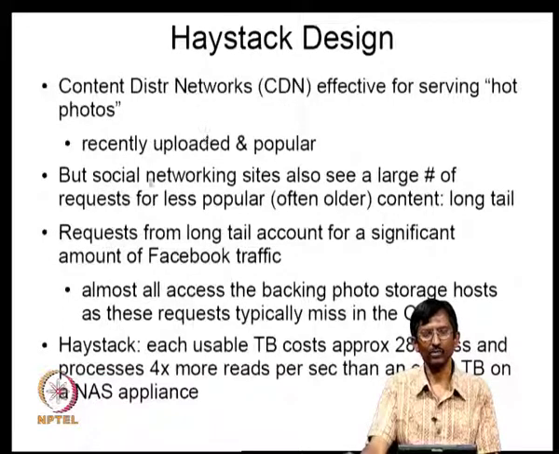But the problem with these social networking sites is that they also see a large number of requests for less popular and often older content. This is basically what is called the long tail of the requests. Okay. There are unpopular things, but they are often used now and then. Okay. It seems that these requests account for a significant amount of Facebook traffic, and these will miss in the CDN.